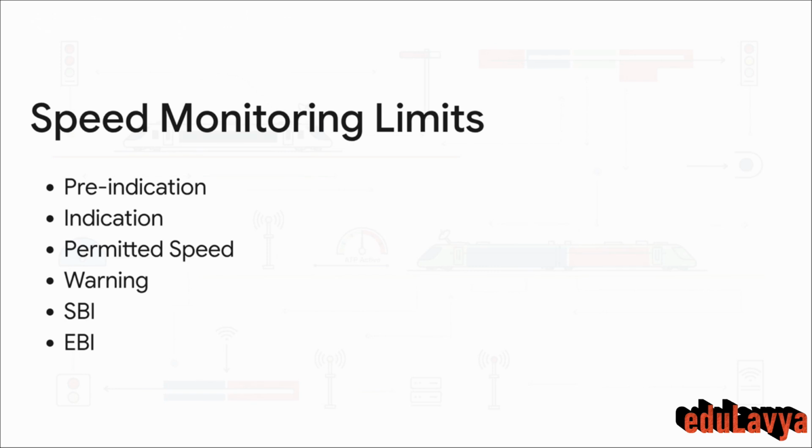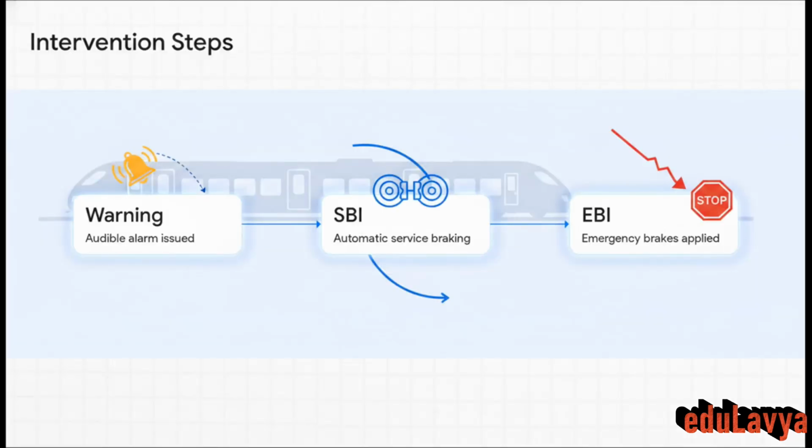Then you get an indication as the speed nears the limit. After that is the permitted speed, which is the absolute cap. If the driver ignores that cap, we cross the line into active physical intervention: warning, service brake intervention, and finally, emergency brake intervention. Let's zoom in on those critical intervention steps because honestly, this is where the machine literally takes over the driving.